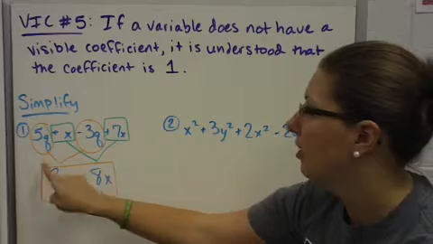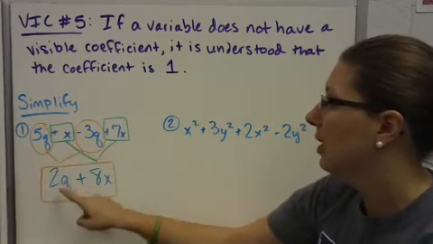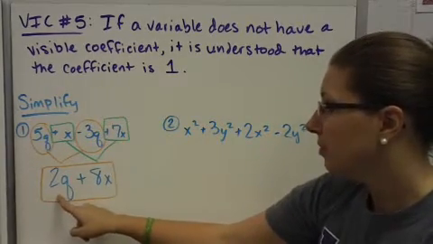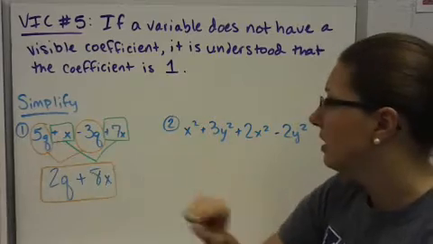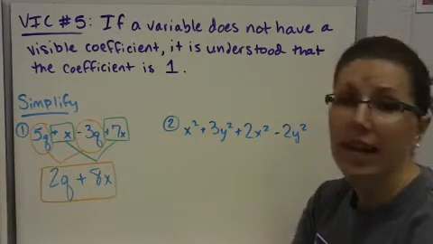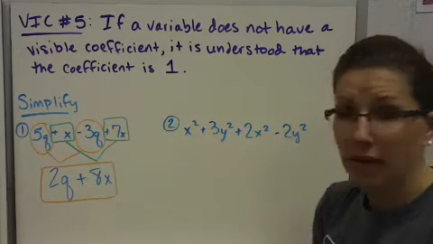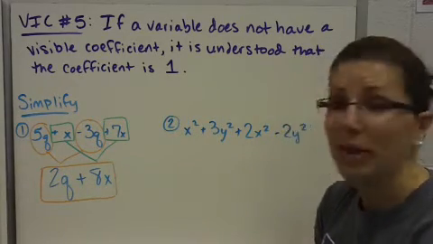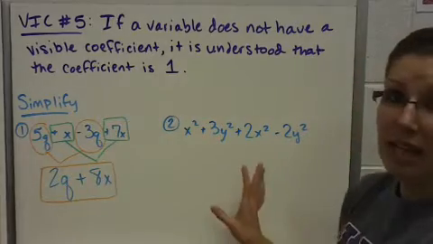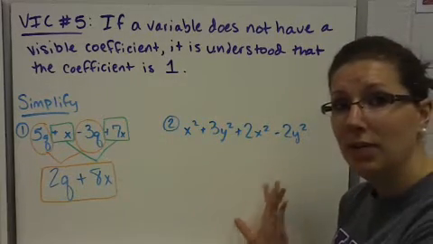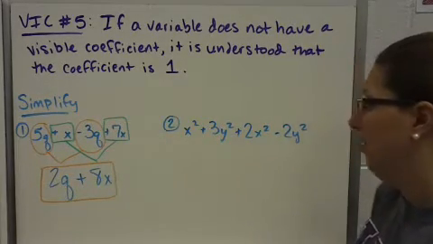So let's go ahead and combine our like terms. 5q minus 3q is 2q. And 1x plus 7x is 8x. So I've got 2q plus 8x. That's my final answer. It's in alphabetical order, so I'm good. Let's try this last one. Why don't you try it? I'll give you a second while I do it here on the board, and then we'll go over the final answer.